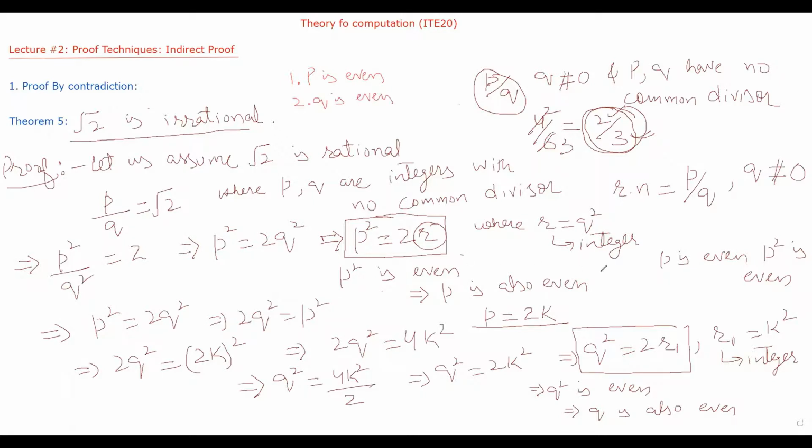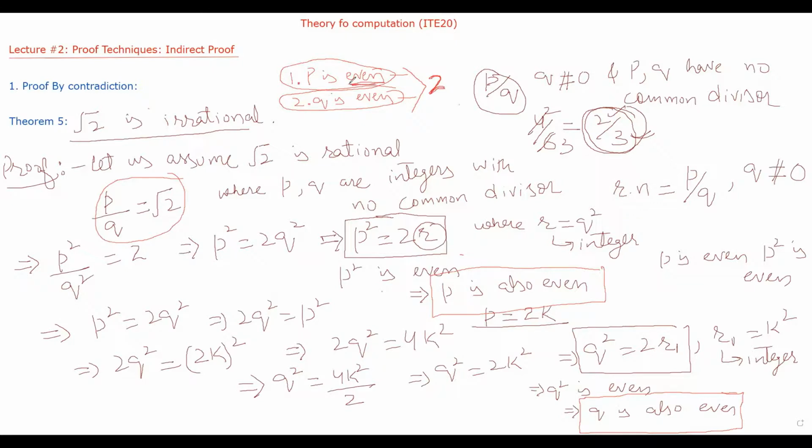So here we have proved P is even, and here we have proved Q is even. We said at the beginning, P by Q is equal to under root 2, where P and Q are integers with no common divisor. But here we are saying that P is even and Q is even. So if P is even and Q is even, then it is necessary they will have at least one common divisor, and that common divisor will be 2, because every even integer has a divisor 2. So both P and Q have a common divisor, that is 2.